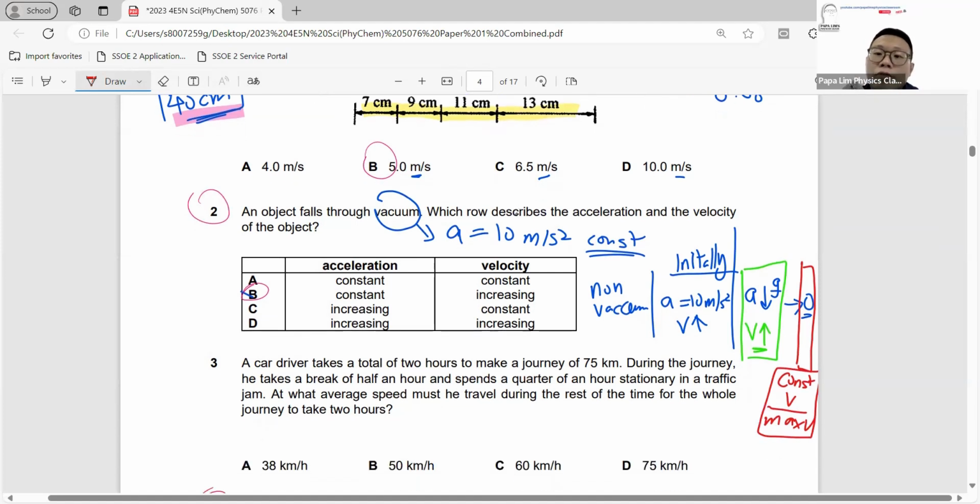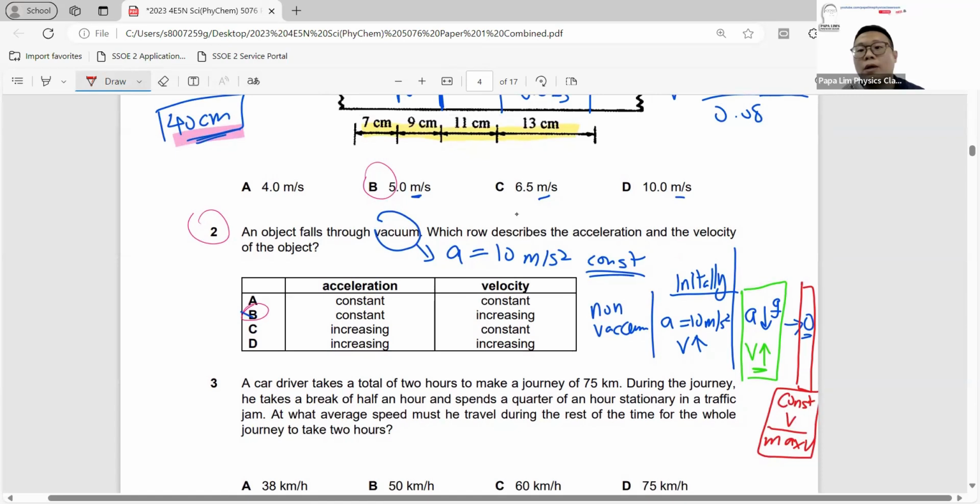So for free fall, there are two situations. One is vacuum. Vacuum is really more straightforward in the sense that the acceleration will be constant, the speed is always increasing. But when you have free fall with non-vacuum, meaning with air resistance, you need to take note of the changes. They will be considered two parts.